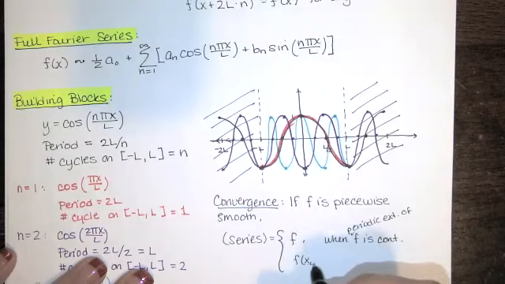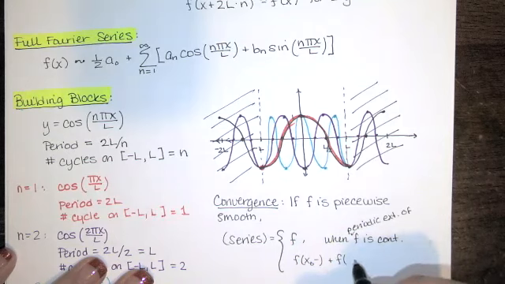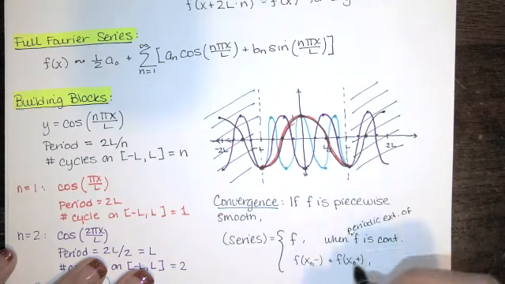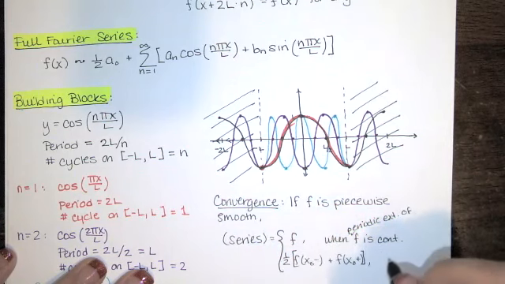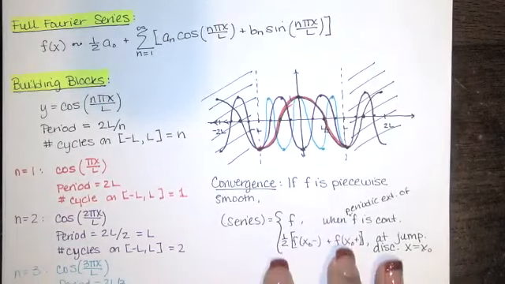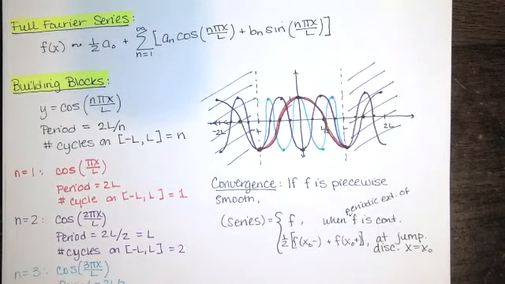Then what you do is you take the average of the limit of f as x approaches x naught from the left, and the limit of f as x approaches x naught from the right. This is provided that we've got a jump discontinuity at x equals x naught. You take those, you add them together, and then you divide by 2. So I'm going to say at jump discontinuities, x equals x naught. That's what the series converges to.